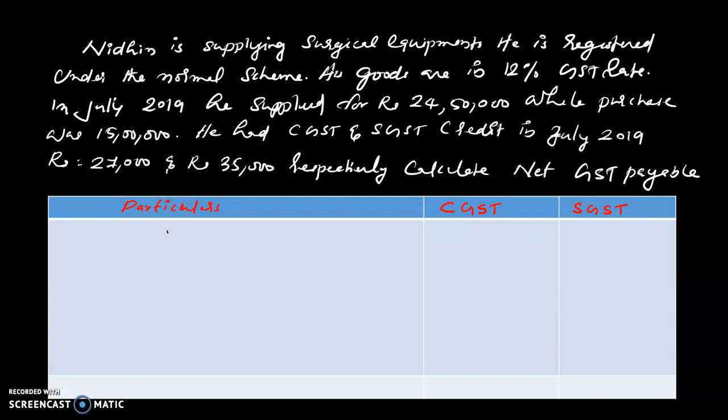Okay, friends, we have a question. Nitin is supplying surgical equipment. He is registered under the normal scheme. His goods are in 12% GST rate. In July 2019, he supplied for ₹24,50,000 while purchase was 15 lakh. He had a CGST and SGST credit in July 2019, ₹27,000 and ₹35,000 respectively. Calculate net GST payable.